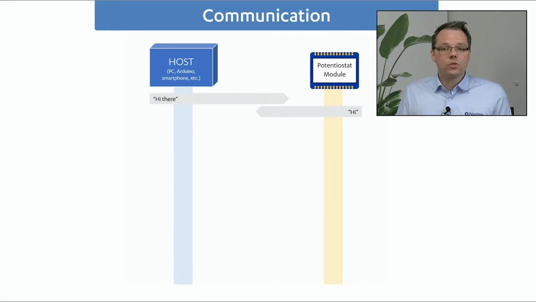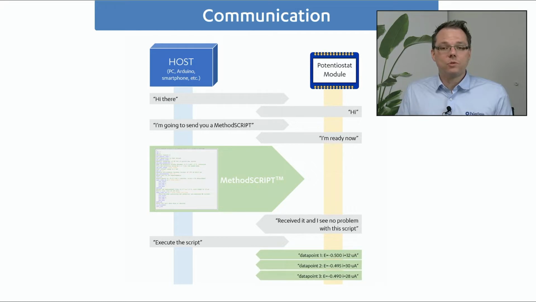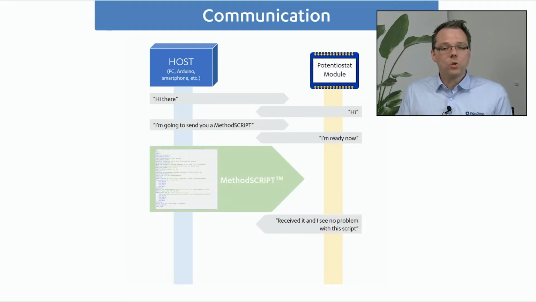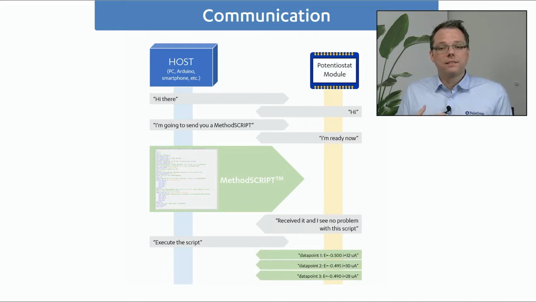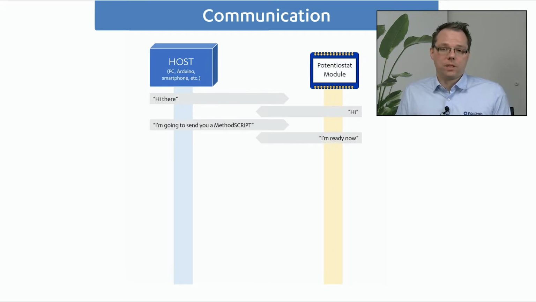So the host, which is usually a computer, a smartphone, or other processing device, is checking if the potentiostat module is there and ready to receive the method script. And the potentiostat module is confirming this. It receives the method script, which is, as I said, a human-readable code. And then it confirms that everything's all right, and it starts the measurement because it knows exactly what to do with this piece of code and can perform the measurement.